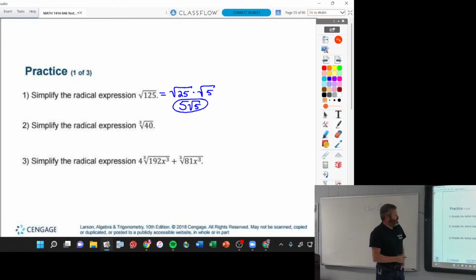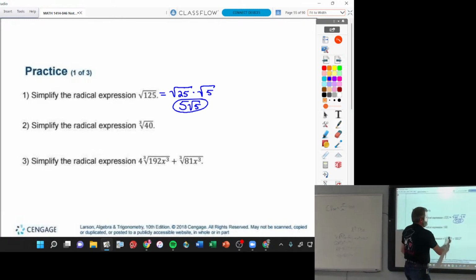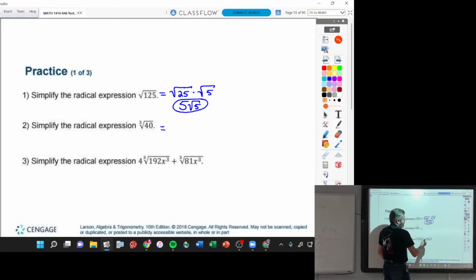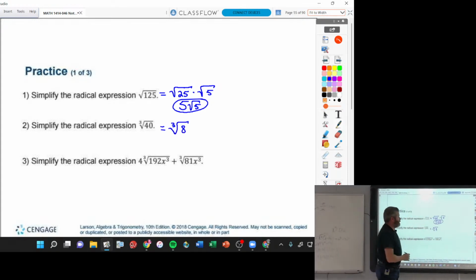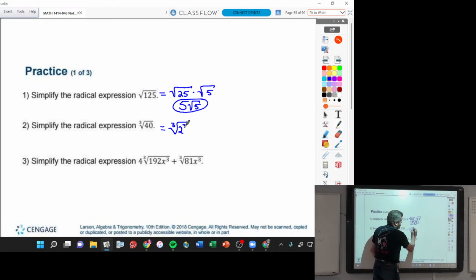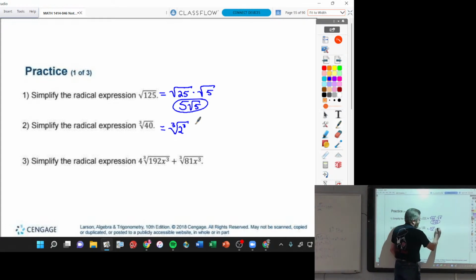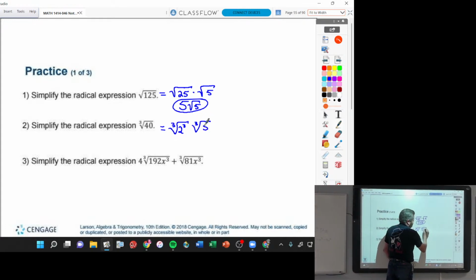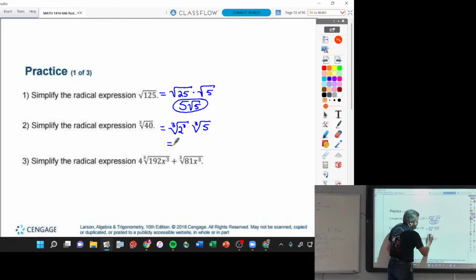So, number 2, we're doing a cube root. Are there any perfect cubes that go into 40? And the answer is yes, because 8 is a perfect cube. 2 times 2 times 2. So 2 cubed is 8, and 8 times 5 is 40. And the cubed root of 2 cubed is 2.